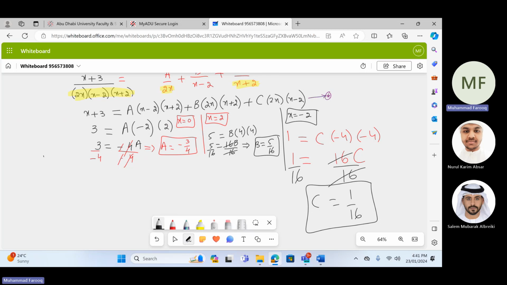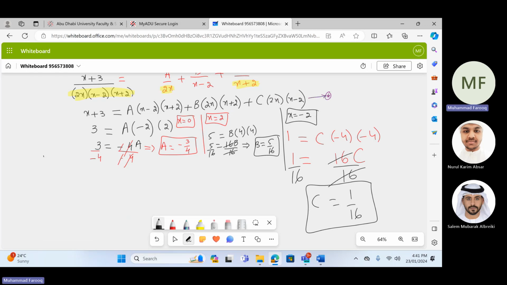Do you understand how we are getting the values? Please, you are using all the factors. Each factor equal to 0, get x value. And put this x value one by one in star equation. That's why I name it star. My last value from this factor is minus 2. Put here, minus 2 plus 3, so 1. Understand? Substitute both sides. Wherever in star you have an x, put the x value, please.